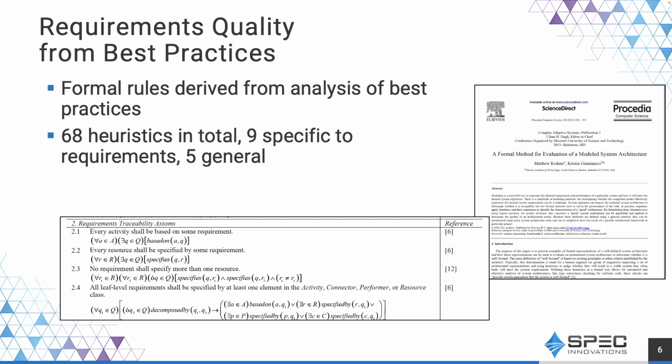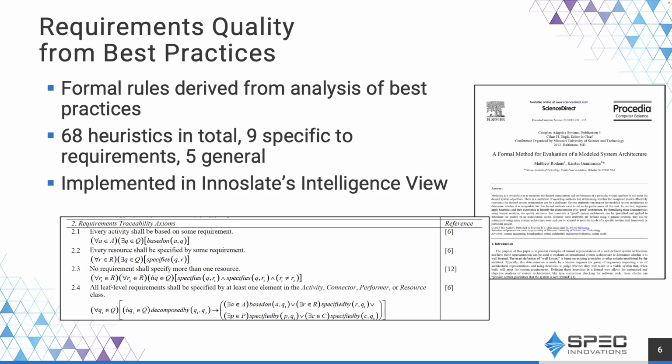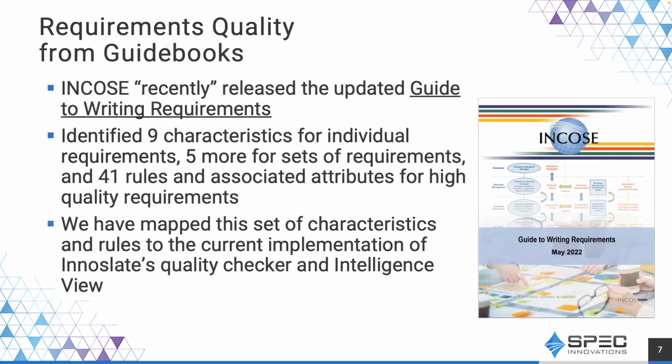So you can see this, and if anybody wants this paper, I actually did find it again on my hard drive, so glad to send it out to anybody who wants it. Again, we've implemented the entire 68 heuristics in Innoslate's intelligence view. So we have that as well in the tool as an adjunct to what's in the quality parameters that you saw in the previous set that we implemented from LML. And again, you recently updated the guide back in May 2022, but it sounds like there's a new one coming. So I'm excited about that.